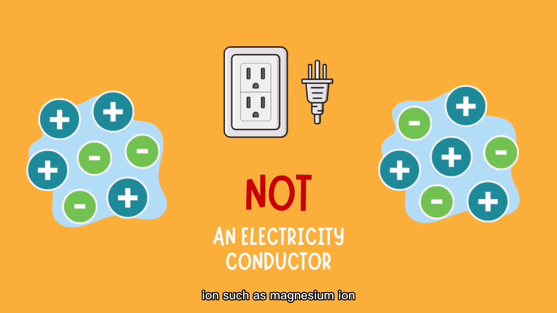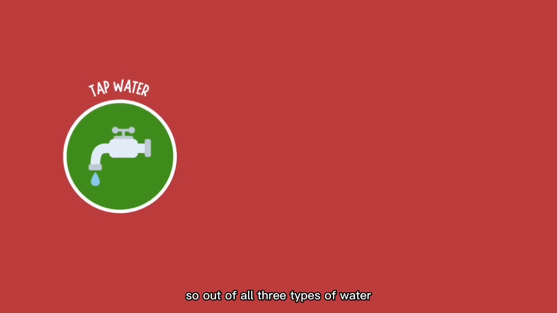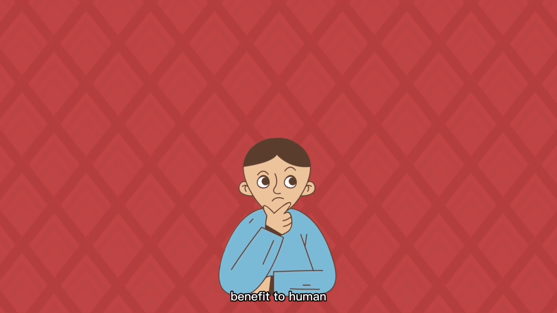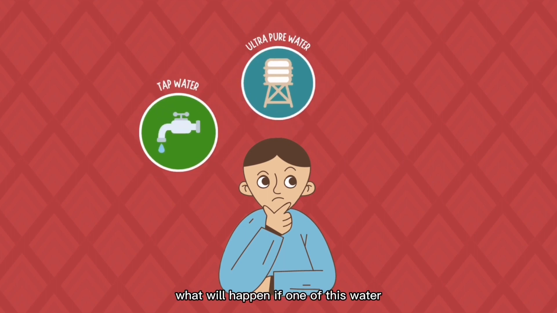as magnesium ion. So, out of all three types of water, which one do you think brings the most benefit to humans? What will happen if one of these waters eventually ran out?